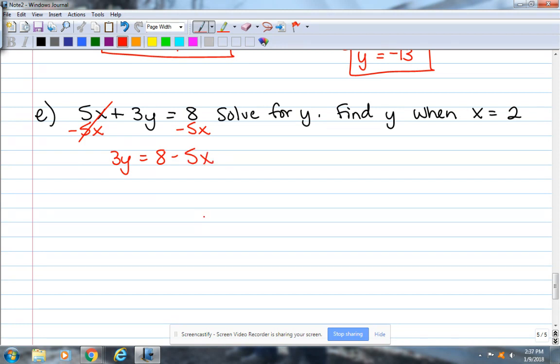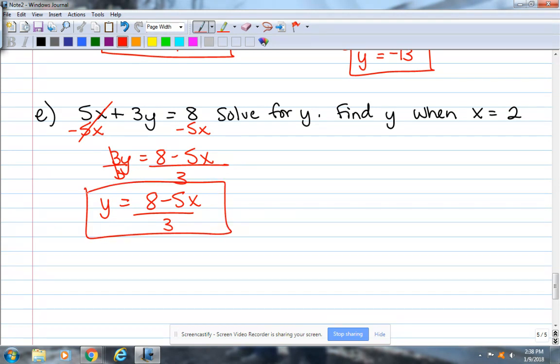And then what do we do? Divide everything by 3. We can just leave it like this. Y equals 8 minus 5x over 3. We'll put a box around it. Then I'm going to do the second part. Find y when x equals 2. So how do we do that? 2 for x. Very good. So y equals 8 minus 5 times 2 divided by 3.